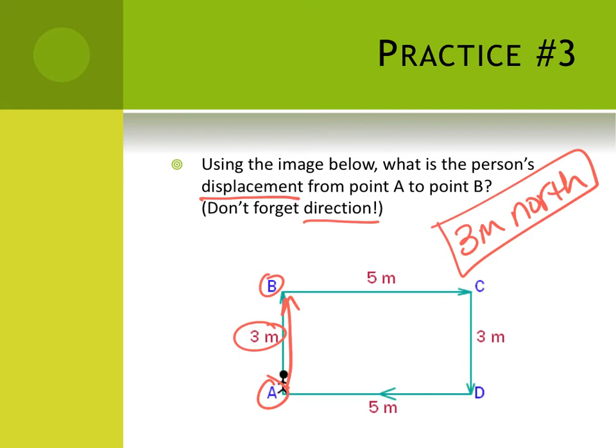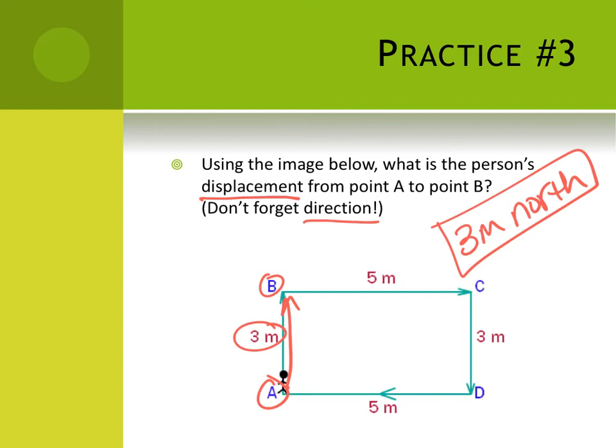Notice how the numbers are the same. If you go back to the last problem, you'll notice it was 3 meters. This problem is 3 meters north. So the number part, the magnitude, is the same, 3 and 3. And that's okay because we said if we're traveling in a straight line, the magnitude for distance and displacement will be the same. And it is 3 meters.